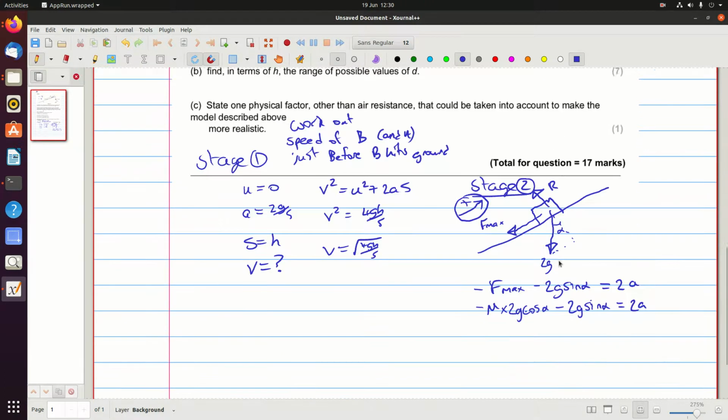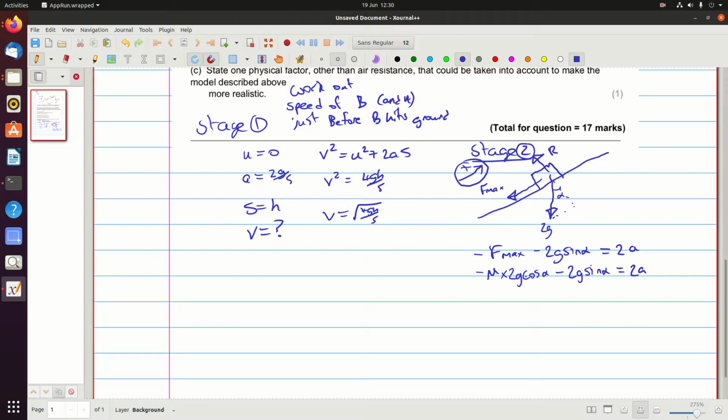And what am I doing here? I'm trying to work out the deceleration of A as it slides up the slope, and obviously it's decelerating because it's about to turn around and go down the slope. Now mu is a quarter, I think, so that's actually going to be a half. Cos alpha was 4/5, so that's going to give me a half times 4/5 g, which is 2g over 5. Sine alpha was 3/5, so that's going to be minus 6g over 5, is 2a. That comes to minus 8g over 5, halve it, I get minus 4g over 5. And that's my deceleration of A, and that's why I wanted it to be negative, because now I use suvat again.